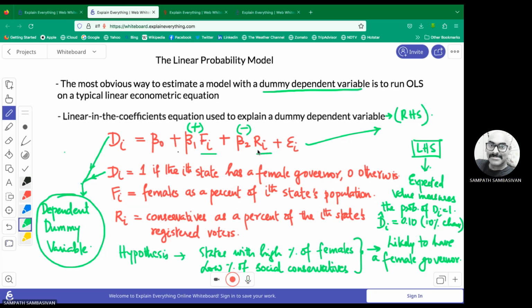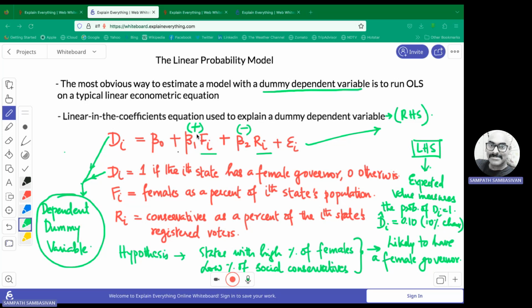And then the possible signs: we can hypothesize the signs of these two variables. If the percentage of females within the population of the state is higher, it is likely to have a positive influence on the state having a female governor. Here, what we are assuming is a situation where the governor is an elected representative. It may not be the case in India, but let's consider it this way for the sake of this example.